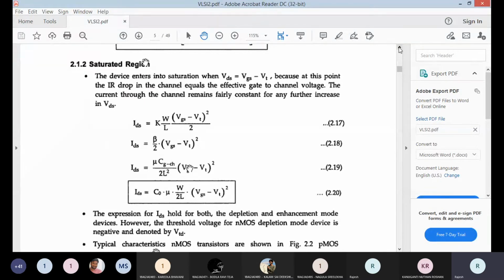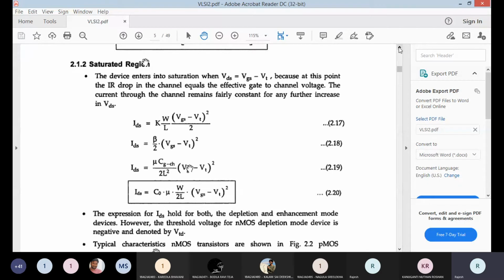When you substitute VDS equal to VGS - VTN, you get these four equations, where equation 2.17 is in terms of K into W by L, 2.18 is in terms of beta, 2.19 is in terms of CGCH, gate to channel capacitance. Then 2.20 is in terms of gate oxide capacitance per unit area.